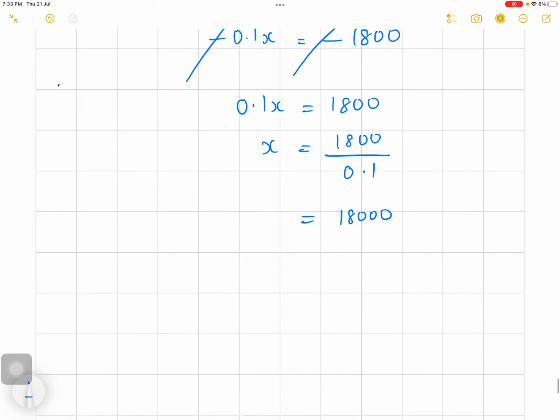Let's see the next question. If interest on 6,200 is more than interest on 5,400 by 120 in 3 years, find the rate of interest. So rate of interest is the same. Let the rate of interest be R. Interest on 6,200 is more than interest on 5,400 by 120, in 3 years. P1 is 6,200 and P2 is 5,400.